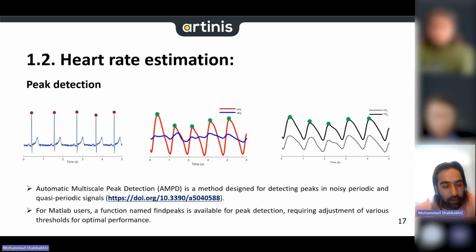In order to do that, you can use either the AMPD algorithm, which was designed for detecting peaks in noisy periodic or semi-periodic data. That's the link to the paper, so you can use that. It's a really famous algorithm. Or if you're a MATLAB user, of course, you can use findpeaks, which requires you to adjust a few parameters, but it's also a really nice function that you can use for HR estimation.